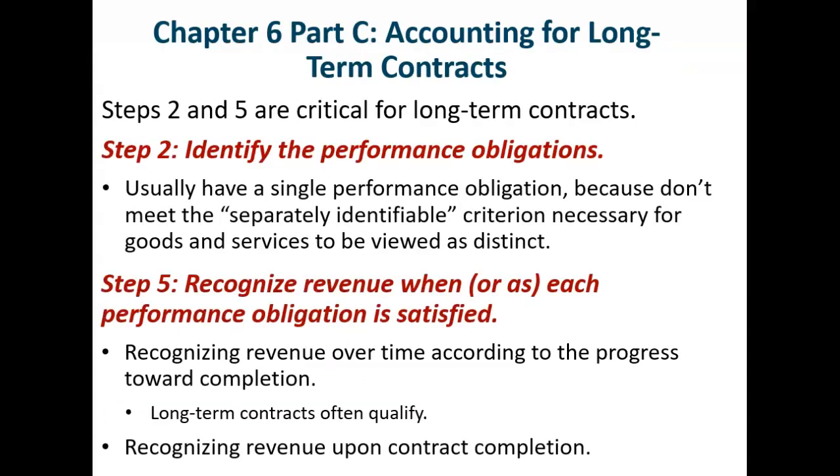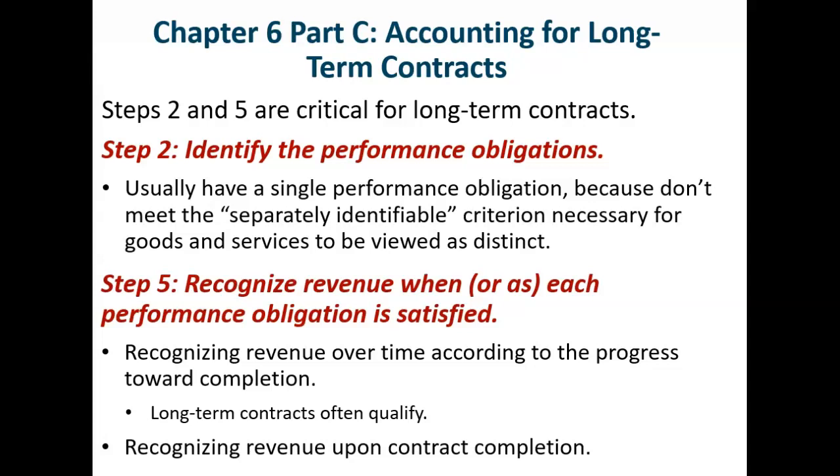Long-term contracts are complex and require specialized accounting approaches that have been developed to handle the complexity. Of the 5 steps to recognizing revenue, steps 2 and 5 are critical for long-term contracts. Step 2 is important because it is important to identify the performance obligations in the contract, because long-term contracts typically include many products and services that could be viewed as separate performance obligations.